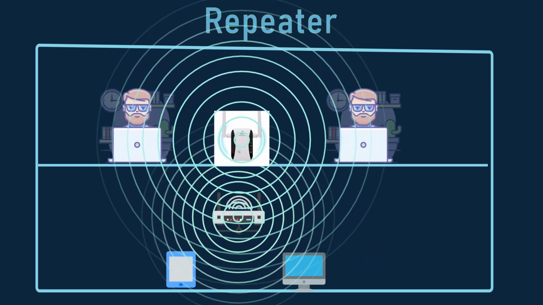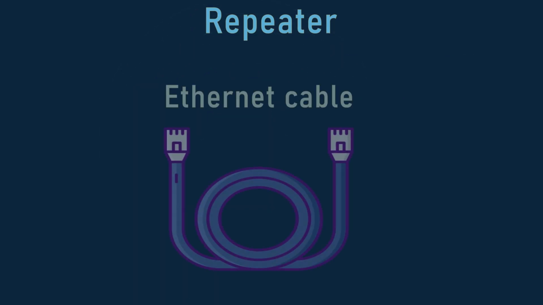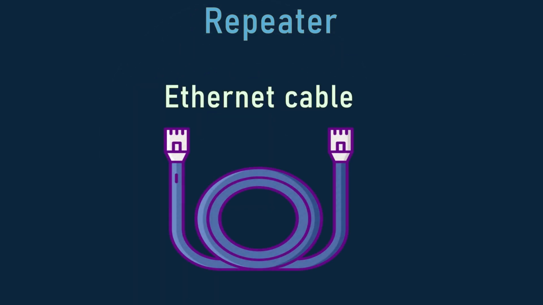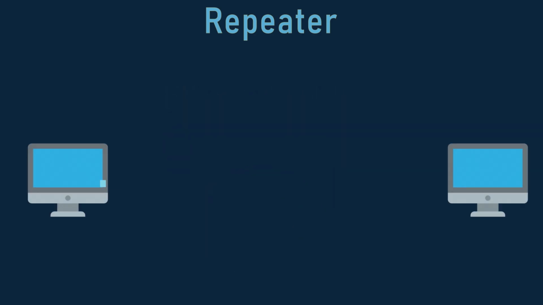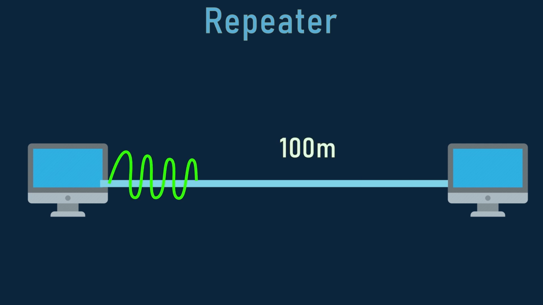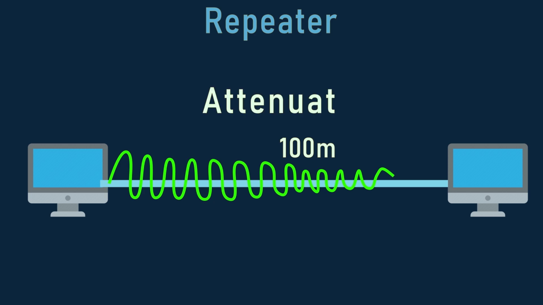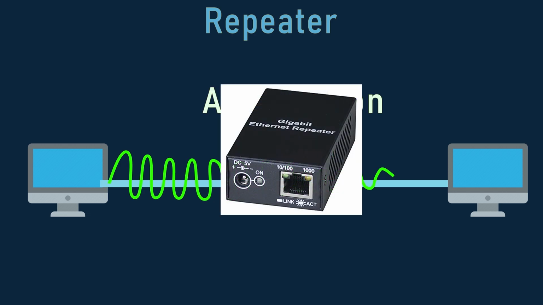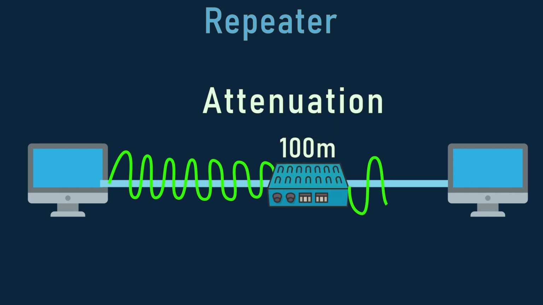Now the same principle applies to an Ethernet cable or connection. A repeater can also be used to regenerate wired signals. What happens is that typically after 100 meters, signals in wires begin to weaken. This phenomenon is called attenuation. In such cases, a repeater can be used to regenerate or boost signals so they can reach the destination.